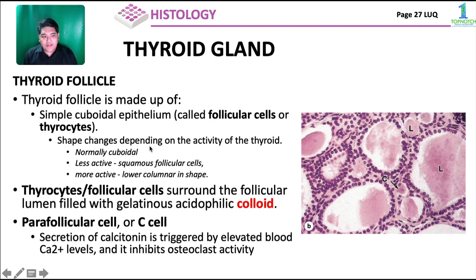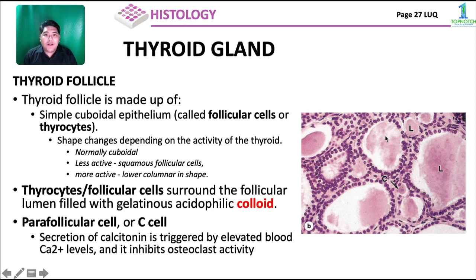So pag narinig yung word na thyrocytes, it's simply your thyroid follicle. Now, your thyrocytes can change their shape depending on the activity level of the thyroid. Pag cuboidal, that is the normal shape. Kapag less active, squamous. Pag more active, more to lower columnar in shape. Your thyrocytes and your follicular cells surround a lumen, and inside the lumen there is a gelatinous acidophilic substance which we call colloid, kung saan nakasuspend doon yung ating mga thyroid hormones.